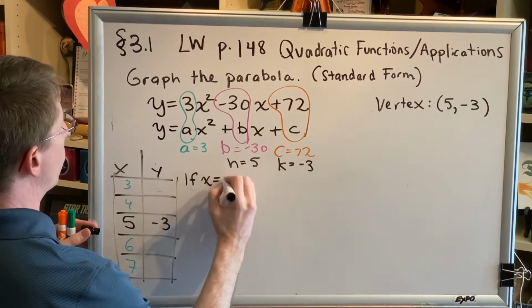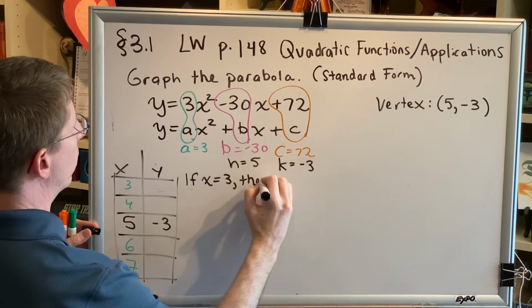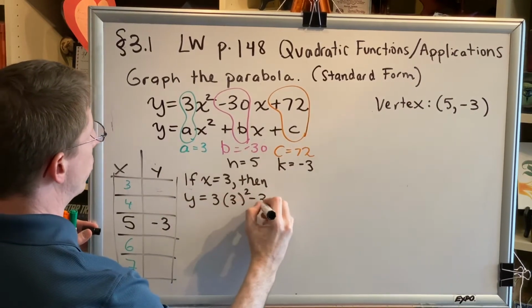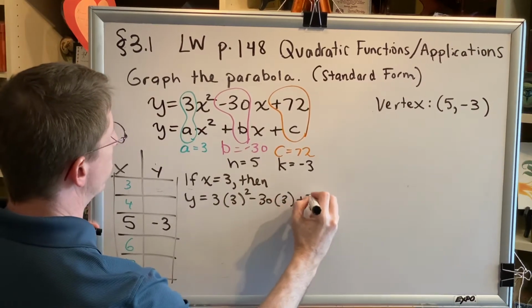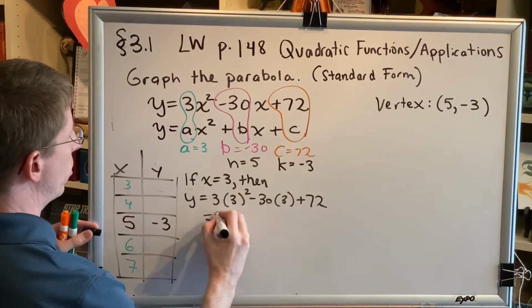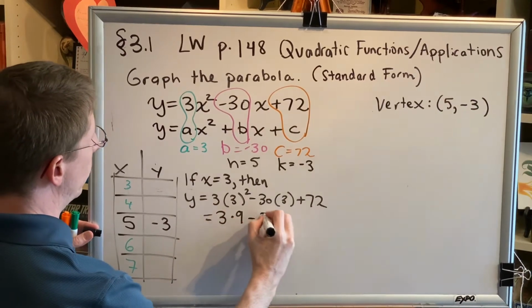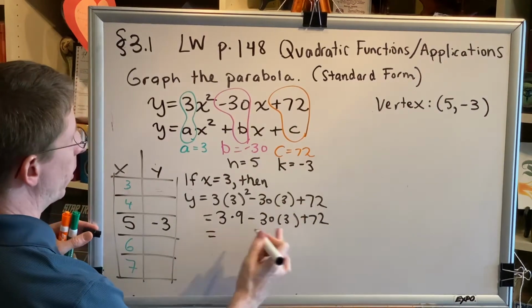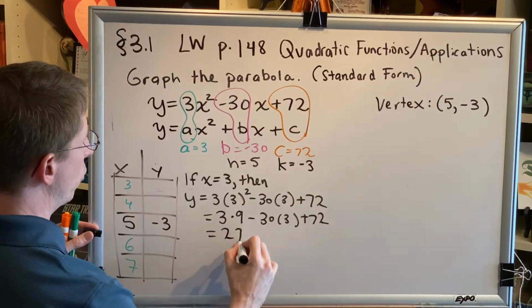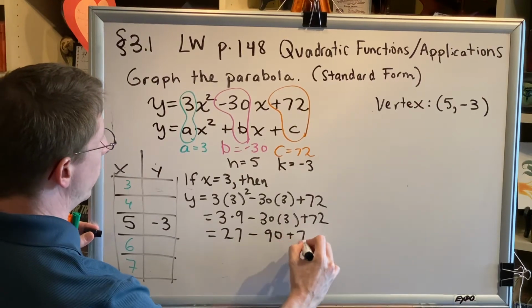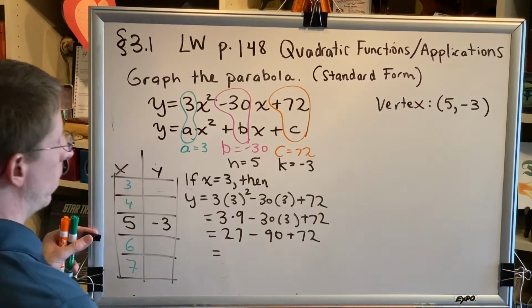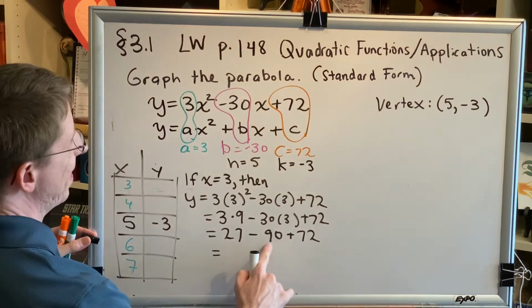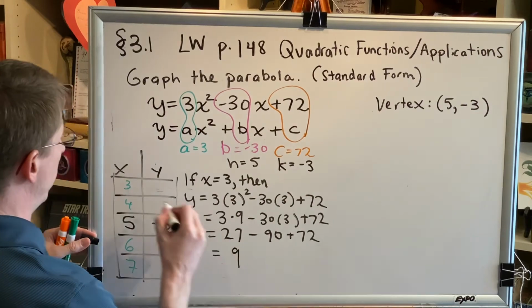If x equals 3, then y equals 3 times 3 squared minus 30 times 3 plus 72. Exponents are first. 3 times 9, multiplication before addition or subtraction. 27 minus 90 plus 72. And if I wanted to put all my positives together, the 27 and the 72 make 99. Minus 90 leaves me 9.